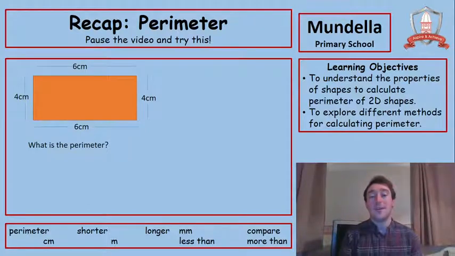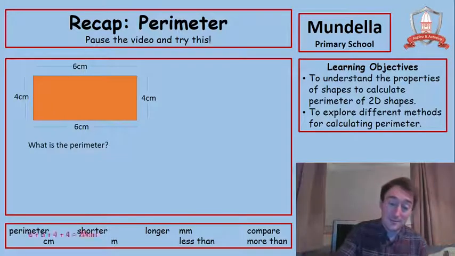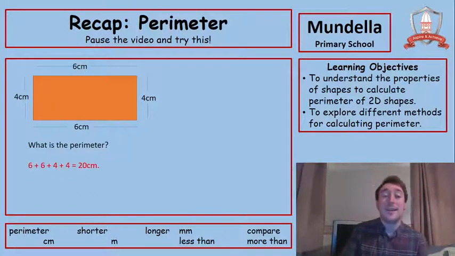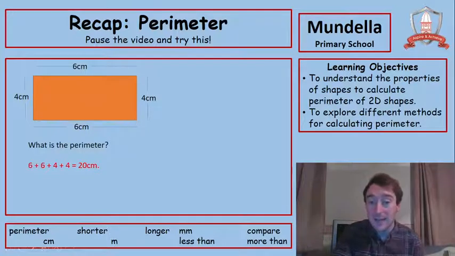What is the perimeter? What does perimeter mean? We've only looked at it once, so I think we need a recap. What is the perimeter? Well, the perimeter is the length. It's all of the sides added together. So if we want to find out the perimeter of this rectangle, then we'd need to add all of the lengths of the sides together.